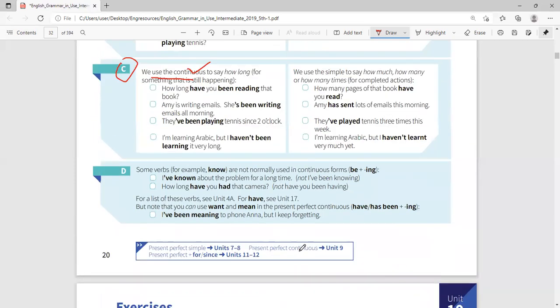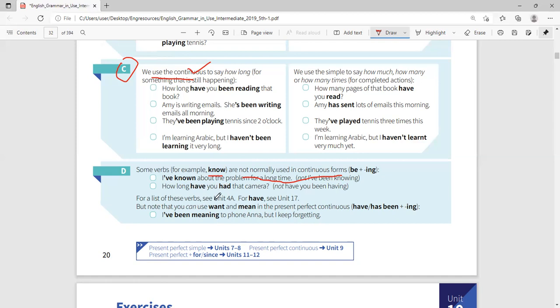And then, ladies and gentlemen, I've always been telling you that in English, there are some verbs that don't go with the ing. One is "know". Another one you'll find is maybe "understand", and others like that. We saw in unit 4. These are not normally used in continuous forms. You see, I have known about the problem for a long time. I have known. Don't say "I have been knowing".